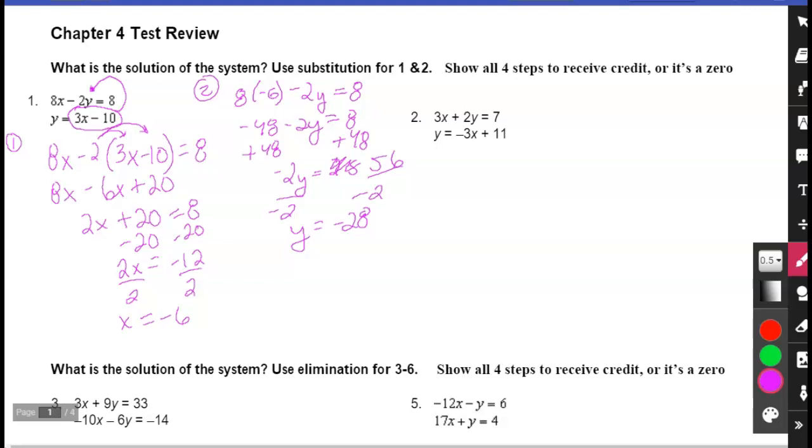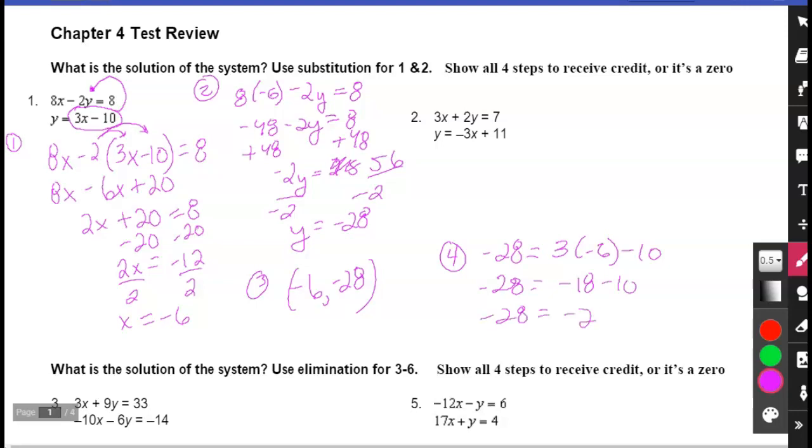And so we come over here and we write our answer. Our answer is negative 6, negative 28. And we'll see if it checks. Because if not, I will be starting this video over and you guys won't know I made this mistake. But I think it's going to check here. So we use the second equation. Negative 28 equals 3 times negative 6 minus 10. Negative 28 equals negative 18 minus 10, and yes, it does. Check.